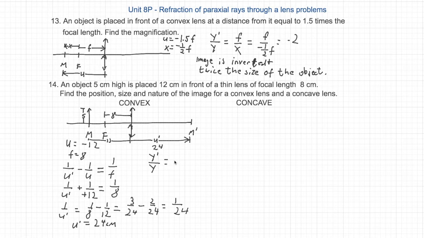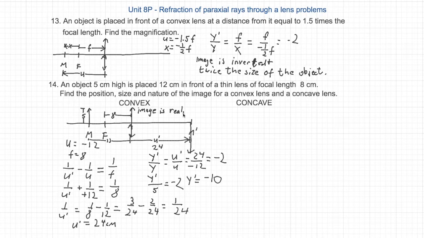Now let's calculate the magnification. Y prime over y equals u prime over u, and it's equal to -2. The object was 5 centimeters high, so the image is going to be 10 centimeters high, inverted. It's a negative number. It's a real image because it's on the right side of the lens. It's inverted, 10 centimeters high and 24 centimeters from the lens.